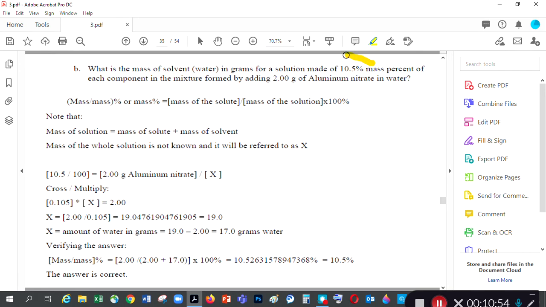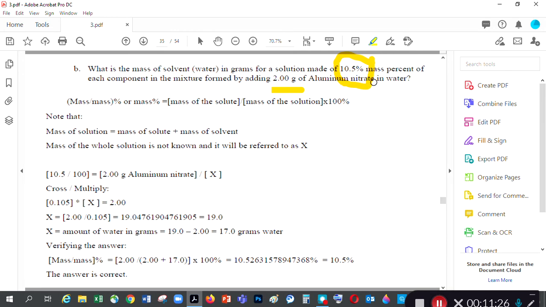So further, what is the mass of the solvent H2O in grams for a solution made of? Now the percentage of the solution is given to you, and you add this solution, in percent of each component in the mixture formed by adding 2 grams of aluminum nitrate in H2O. So here we have 10.5%, correct? And each component is added into the mixture by adding 2 grams of aluminum nitrate in H2O. We don't know how much H2O, correct?